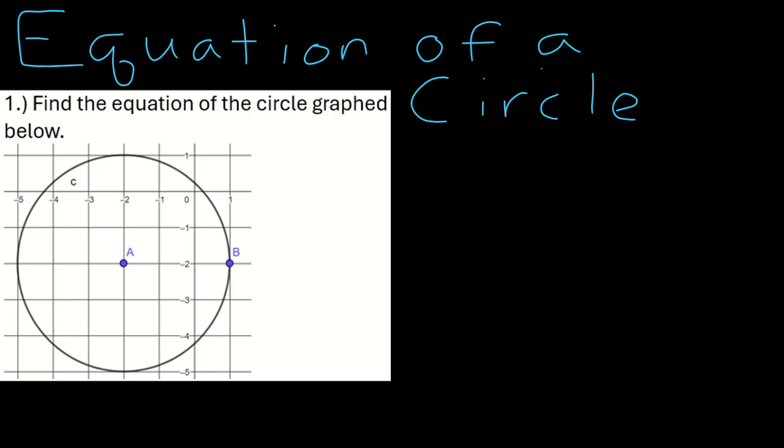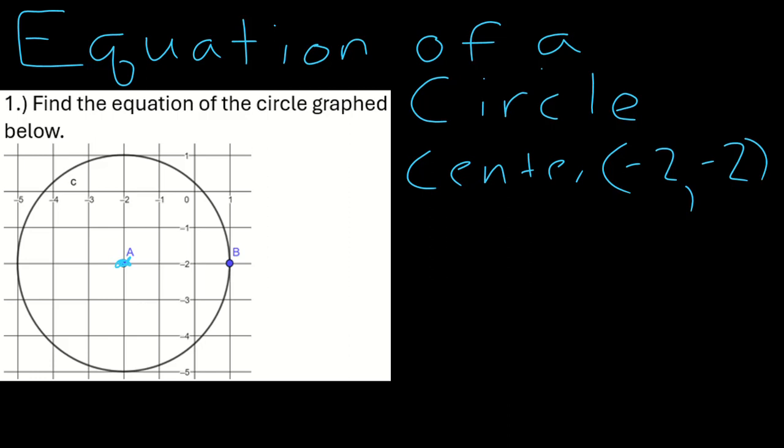All right, and welcome to the equation of a circle. Now, number one says find the equation of the circle graph below. So whenever you want to identify the equation of a circle, there's two things that we need to know. We need to know, hey, where is my center? Okay, and in this case, what I can see is my center is right here, and it's at -2, -2.